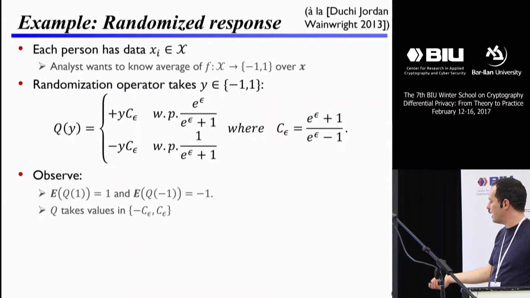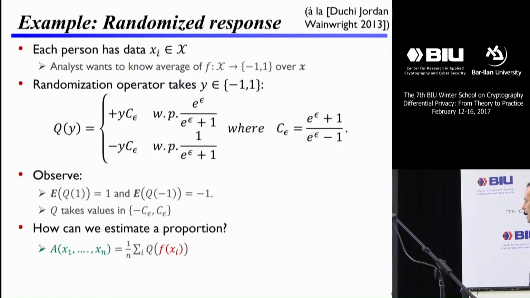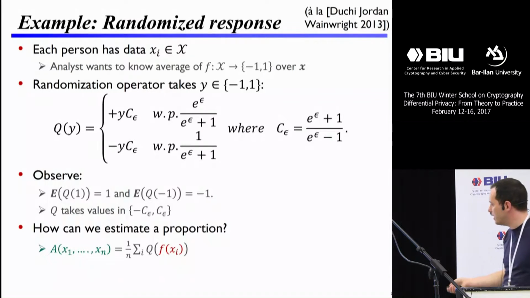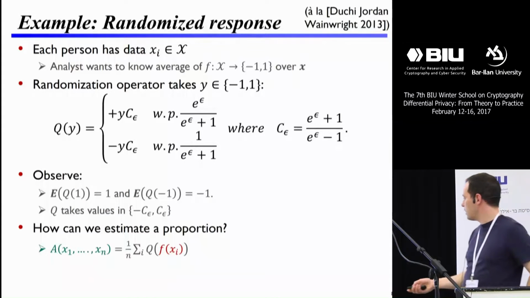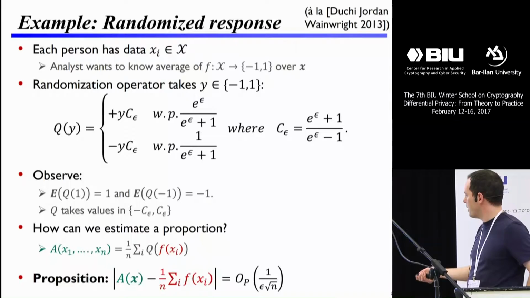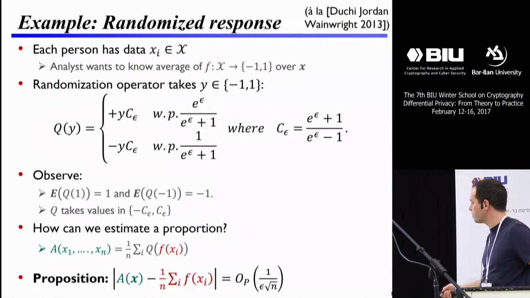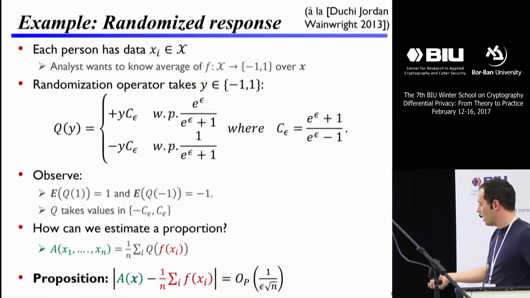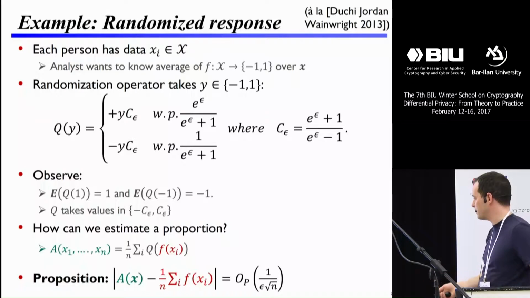But what the aggregator is actually getting is not 1 or -1, but rather minus C sub epsilon or plus C sub epsilon. The reason this form is really nice to work with is that if I want to estimate a proportion, the aggregator can simply average the values that were received from the individual people. And if you think about what I can say about the accuracy of this process, by linearity of expectation, I will get the exact correct answer in expectation.